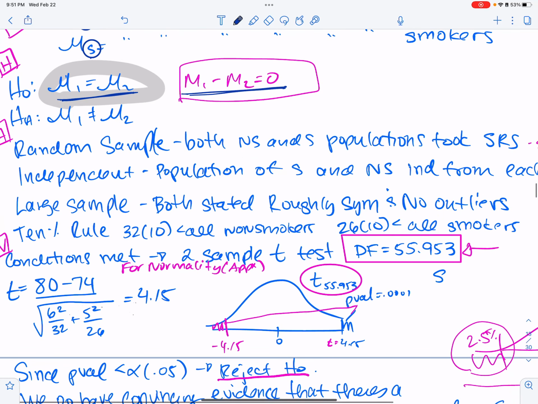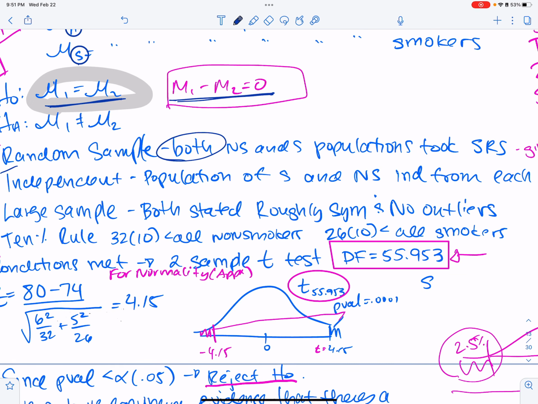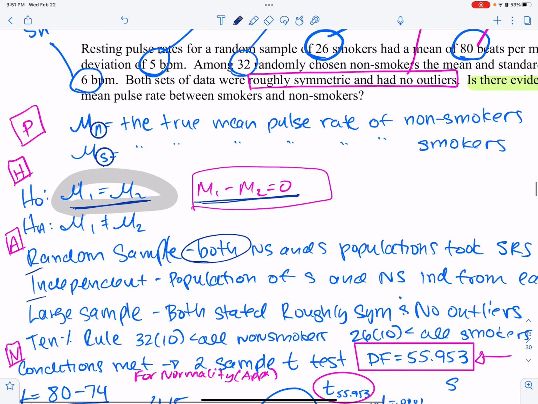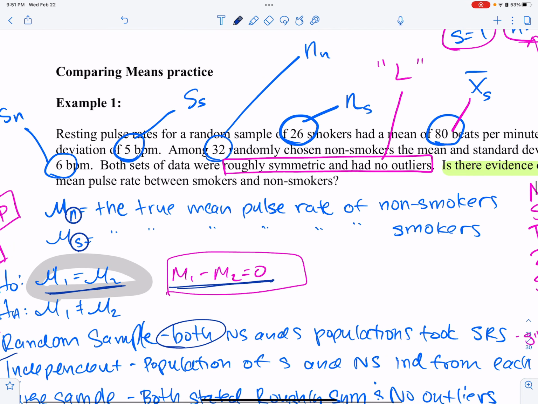Now I'm going to check my RILT. Random sample: both, you have to make sure you say both. Both non-smokers and smokers took an SRS, that's given. Independent: the populations of smokers and non-smokers are independent from each other. They're two independent populations. Large sample: they're not a large sample because they're not bigger than 30, well, one of them is. But it doesn't matter because the whole idea of large sample is that it's approximately normal, and it gives it to us that it's approximately normal.